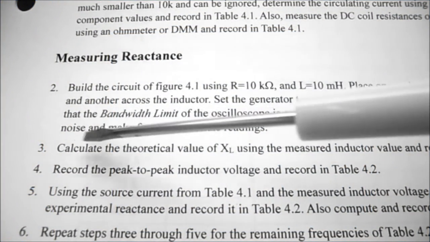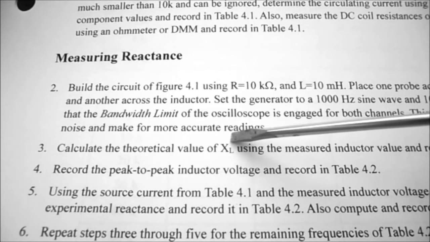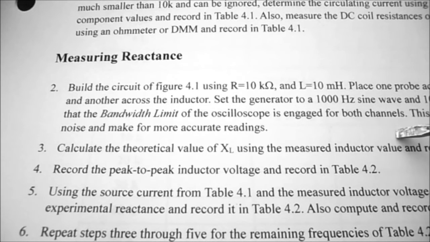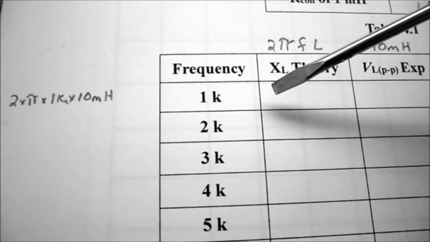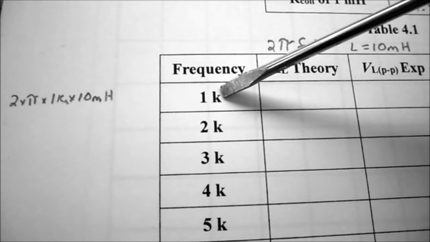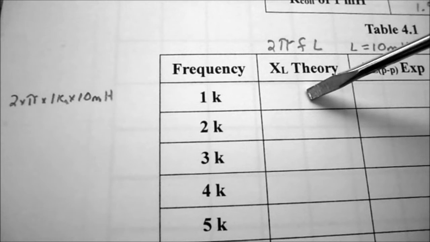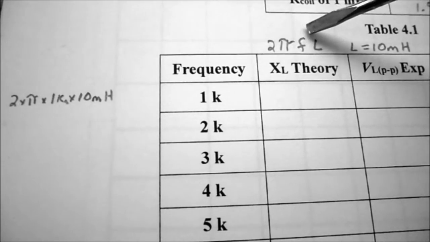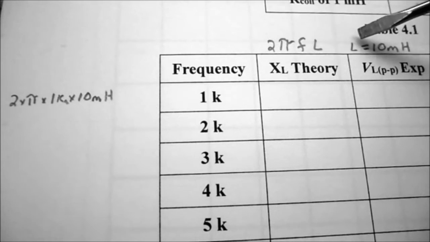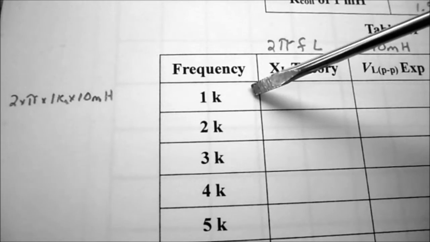So under procedure, step number 3, we're going to calculate the theoretical value of XL using the measured inductor value and record this in table 4.2. In table 4.2, we have a frequency of 1 kilohertz, and we want to calculate XL. Now XL is equal to 2 pi FL, and L is 10 millihenries, F is 1K.